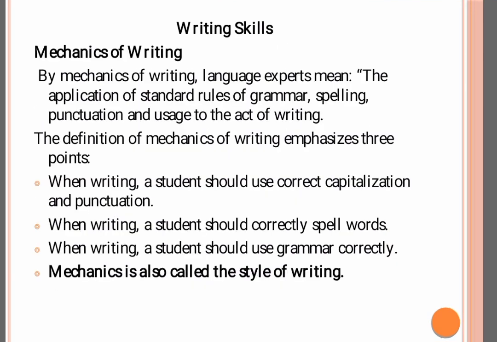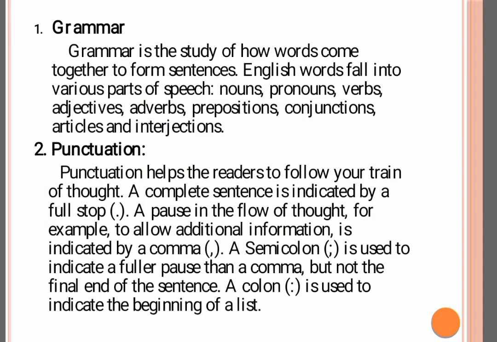So the next is the mechanics of writing. By mechanics of writing, language experts mean the application of standard rules of grammar, spelling, punctuation, and usage to the act of writing. The definition of mechanics of writing emphasizes three points. When writing, a student should use correct capitalization and punctuation. When writing, a student should correctly spell words. And the third one, when writing, a student should use grammar correctly. Mechanics is also called the style of writing. So there are four standard rules for the mechanics of writing. These are grammar, punctuation, spelling, and capitalization.